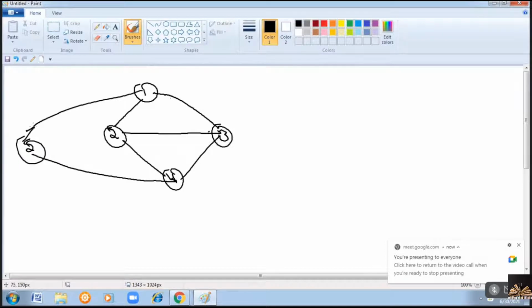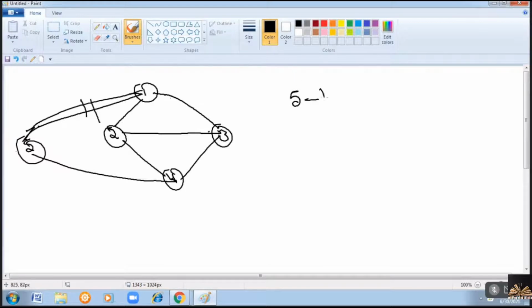Now consider this graph. Check whether it is an Euler graph or not. Start from any vertex. Start traversing through all the edges. Let me start from 5. I can reach 5 to 1. From 1, I can go to 3. From 3, I can go to 4. From 4, you can go to 2. From 2, you can go to 1.